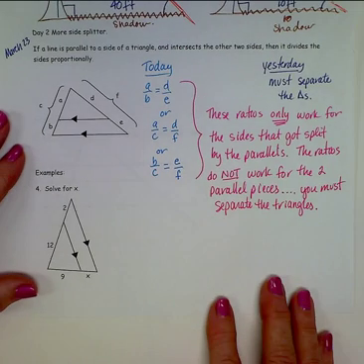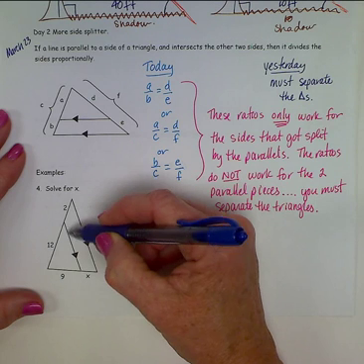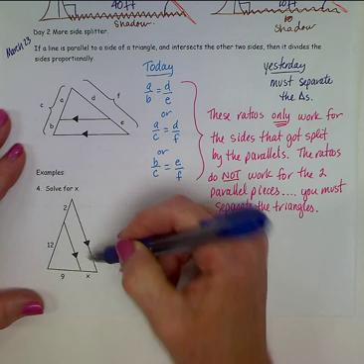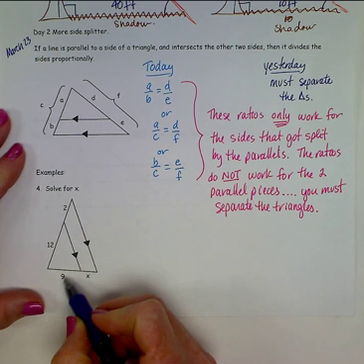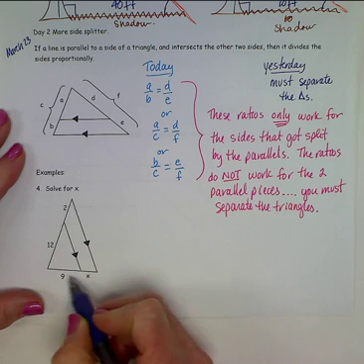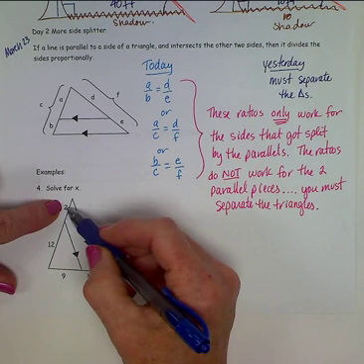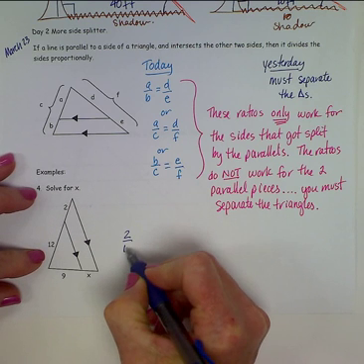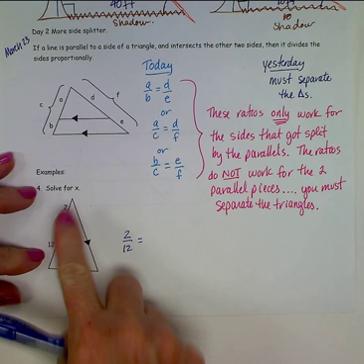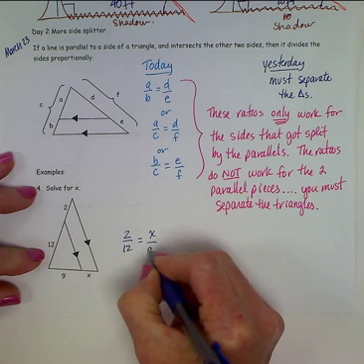Here's the first one. We're going to solve for x here. The triangle is situated a little bit differently, but that's fine. Here's the two parallels. And so we're working with the sides that got split, this 12 and this 2, this 9 and this x. And we can set up this proportion, this piece 2 to 12, matches up with, on the other side that got split, x to 9.